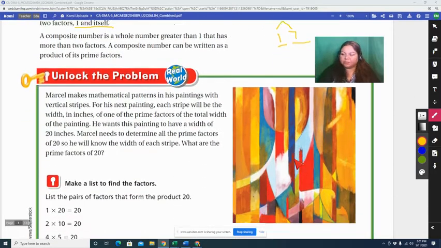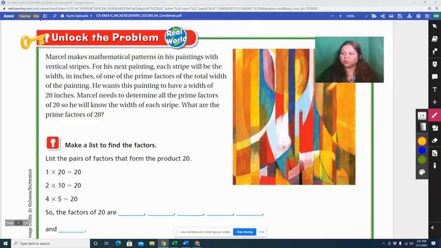Okay, let's go ahead and unlock the problem, and then we will be looking at factors. Remember, when we are looking at a word problem, we want to make sure that we have a highlighter handy or a pen to underline. Let's read the problem. Marcel makes a mathematical pattern in his painting with vertical stripes. Vertical means it's going from up down. For his next painting, each stripe will be the width in inches of one of its prime factors of the total width of the painting. He wants this painting to have a width of 20 inches.